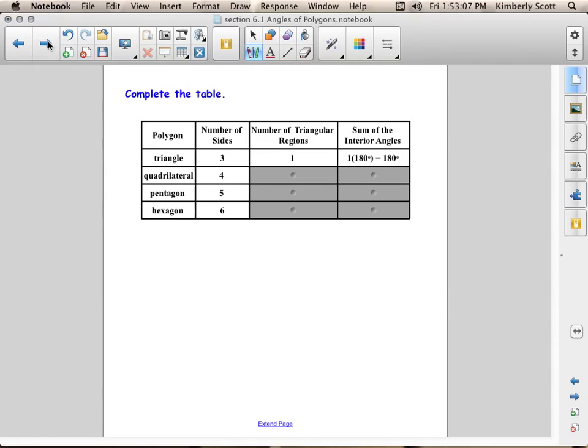So when we talk about a triangle from the previous slide that has 3 sides, we had exactly one triangular region that we could make. And so the sum... Funny interruption.